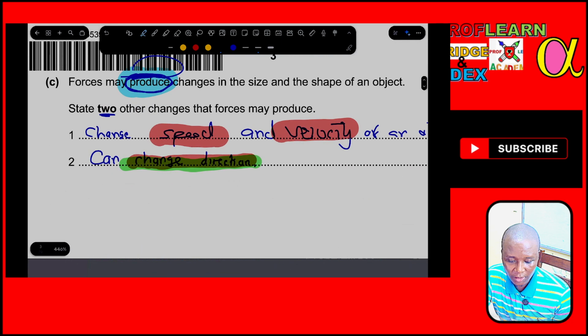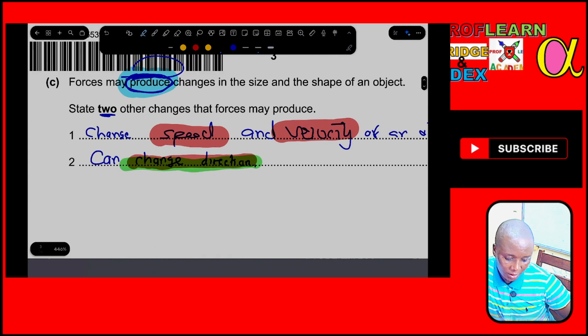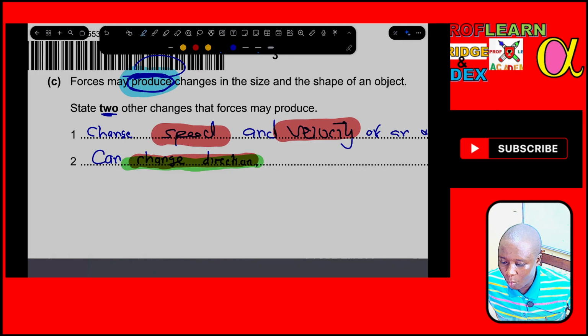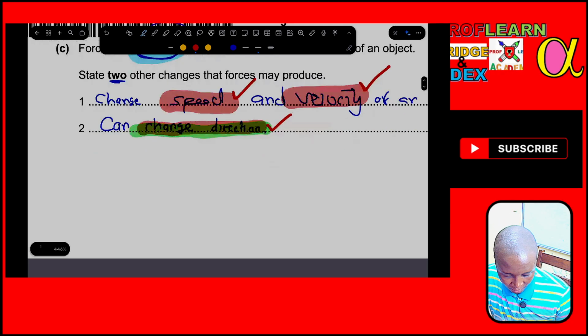Forces produced change the size and the shape of the object. Then candidates were supposed to state what other effects of force they could state. In this case we're going to say force can change the speed of the object, or it can change the velocity of the object. It can speed up or slow down an object. And then we can also say force can change the direction of the object.